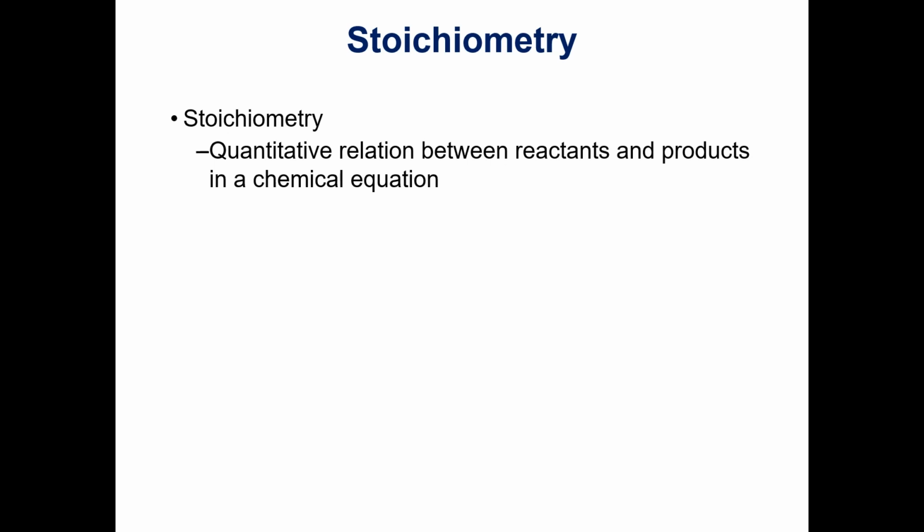Stoichiometry gives us the quantitative relationship between reactants and products in a chemical equation. So, for example, if we know how much reactant we have, we can determine how much product we can make. Or if we know how much product we want, we can determine how much reactant we need to start with.